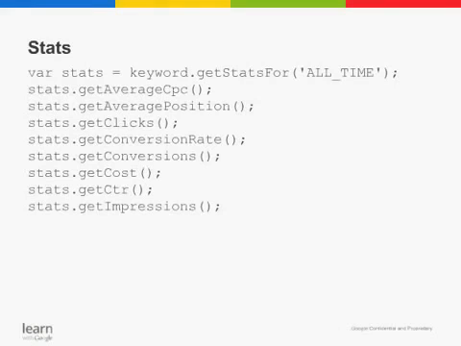You can get a lot of useful fields from the stats object, such as the average CPC, your clicks, costs, some conversion information, impressions, etc. Currently, these are the only statistics that are available, but we're always evaluating and seeing what statistics are most requested by customers to decide what to expose next.